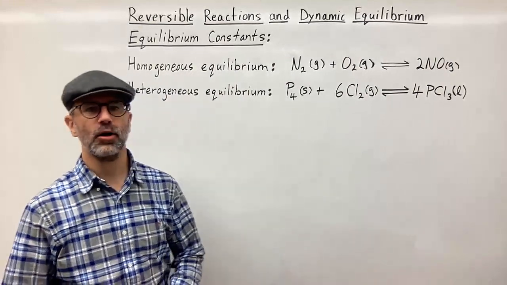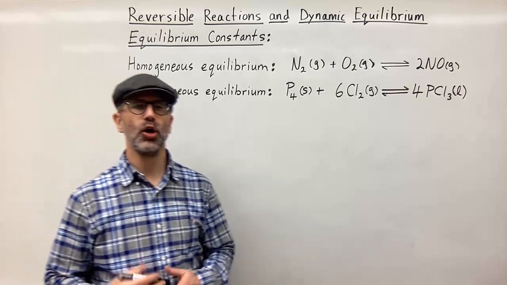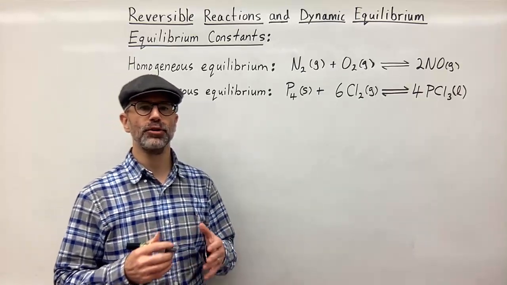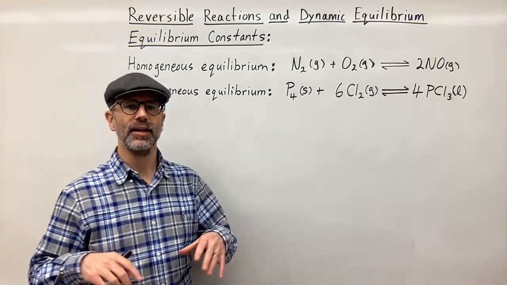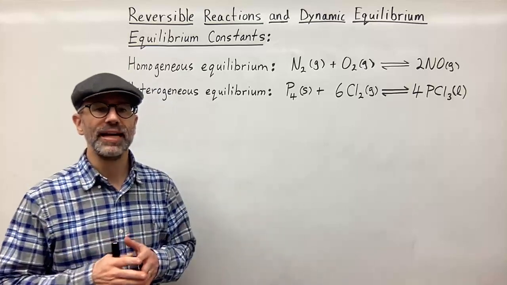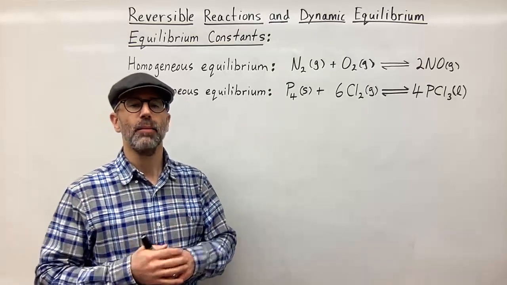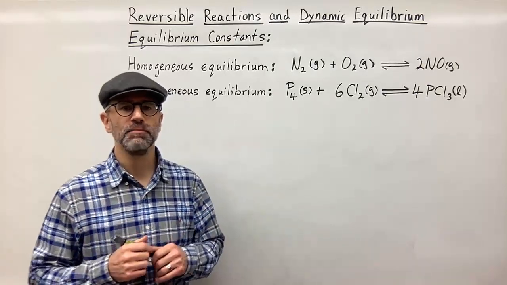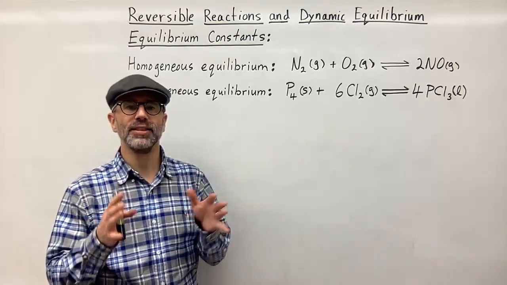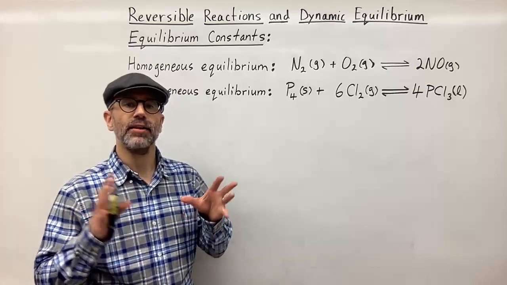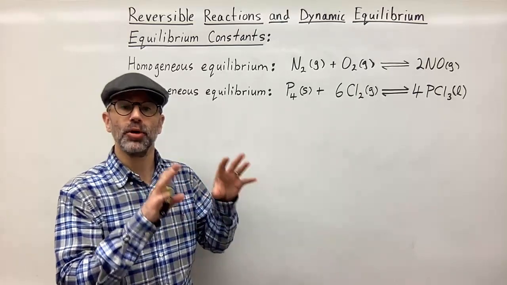Okay, so let's talk about homogeneous equilibrium versus heterogeneous equilibrium. So homogeneous equilibrium refers to the fact that all of the products and reactants are in the same state, and that same state is either gas or aqueous, right? But mostly it's usually going to be all gas. So when you have all of your reactants and products in the gaseous state, then they can all be included in the equilibrium constant expression.